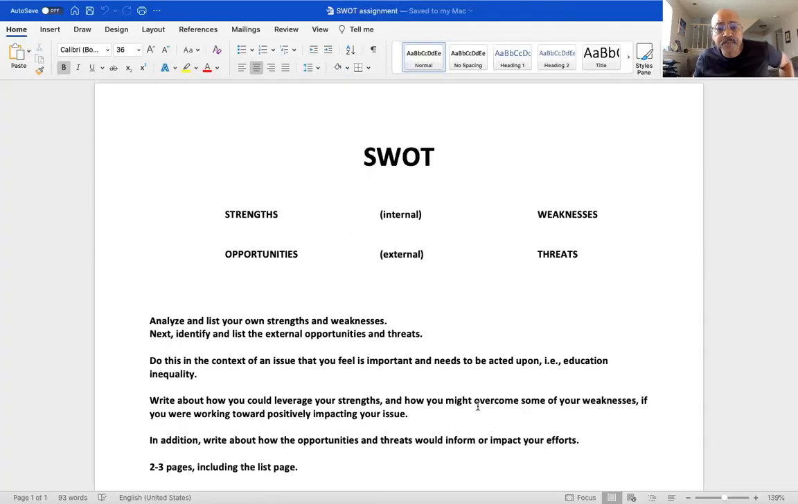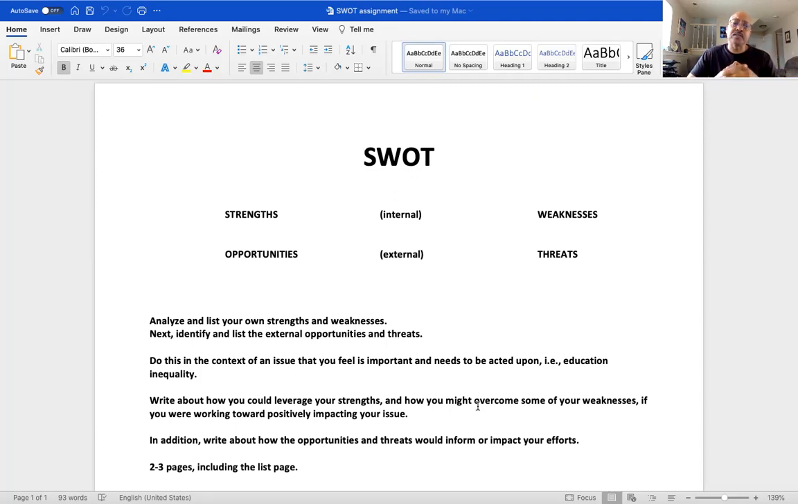All right, students, this is your alternative assignment for folks that were unable to log hours or have experience in your placements in the community. So basically, you're going to do a SWOT analysis. SWOT stands for strengths, weaknesses, opportunities, and threats.